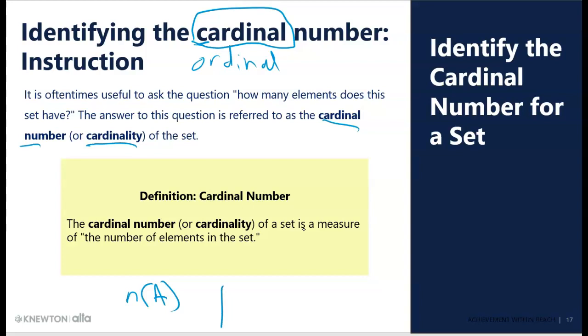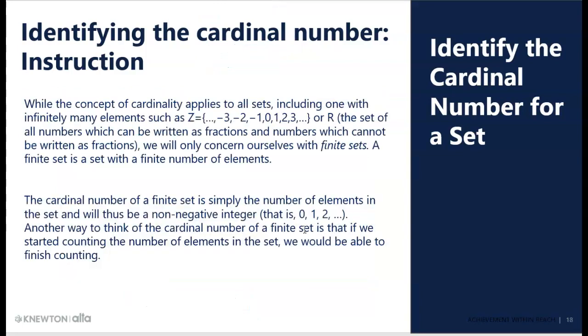Another book I use uses the absolute value symbols, which is interesting because absolute value is kind of just a measure of how big or how many. So those are two ways that a book might, in shorthand, ask you for the cardinal number of set A. I believe your text always says cardinal number, and I will try to stick with that. So it's just how many things are in the set, how many elements.